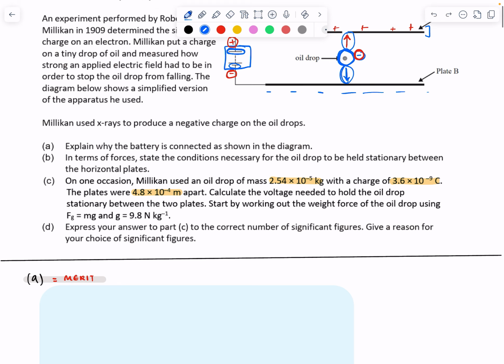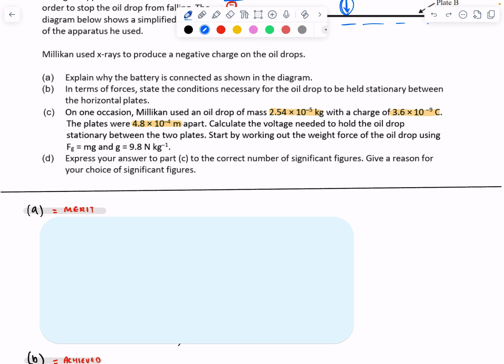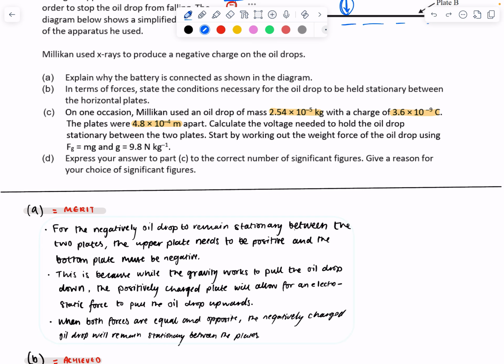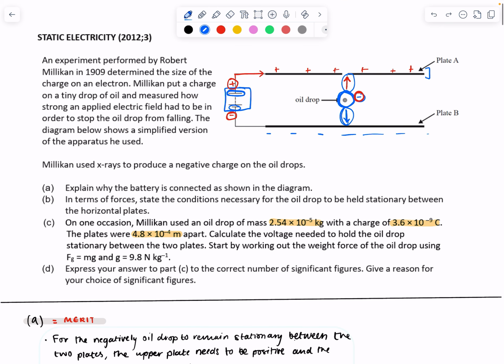Okay, so the explanation is worth a merit, and this is what I've written. For the negatively charged oil drop to remain stationary between the two plates, the upper plate needs to be positive and the bottom plate must be negative. This is because while gravity works to pull the oil drop down, the positively charged plate will allow for an electrostatic force to pull the oil drop upwards. When both forces are equal and opposite, the negatively charged oil drop will remain stationary between the plates, and that's because of the equal pull from both directions.